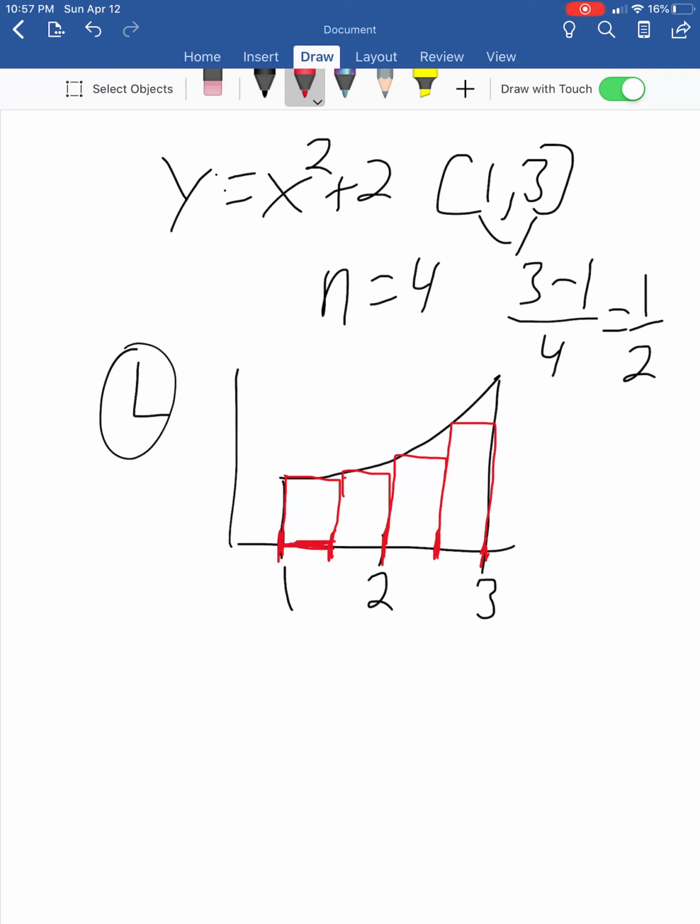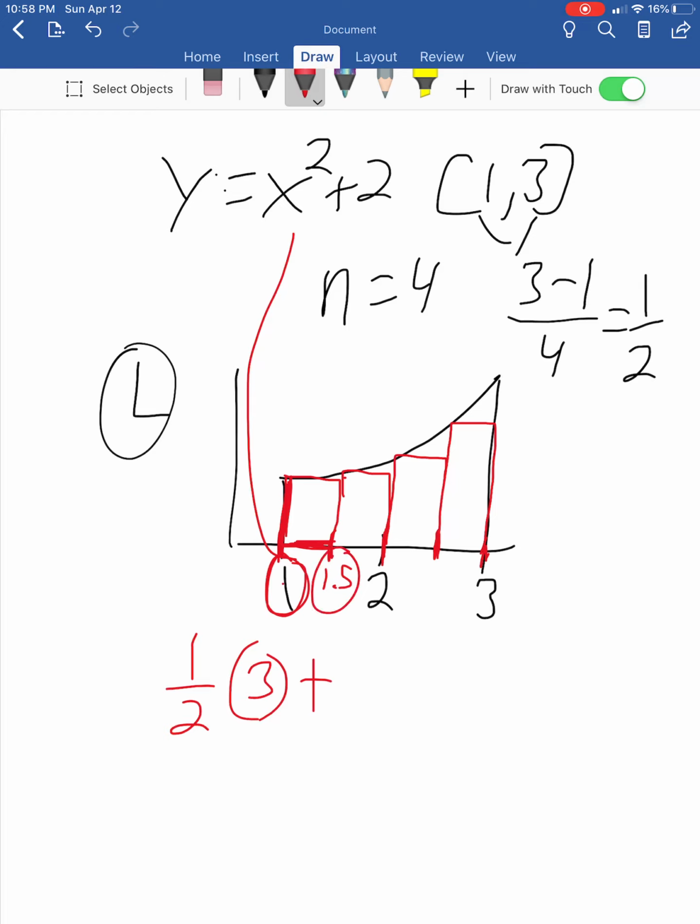Well, I know the length or width is 1/2. And then how do I find the height? Well, we take the number and plug it into the function. So that's what, 3? So there's the area of that one, plus this is 1.5. Plug 1.5 into the function to get how high that rectangle is, and we still know the width is 1/2. 1.5 squared plus 2, I'll just give you the fraction.